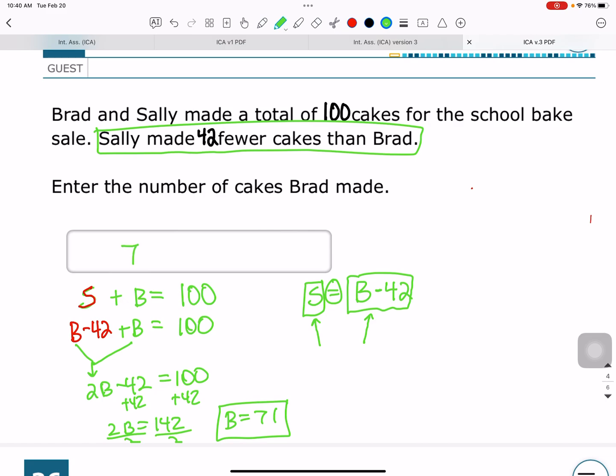So it's 71, and then if we wanted to subtract 42 from that, if I subtracted 40, that'd be 31, and Sally made 29. So it's 71 and 29, but we didn't have to actually say the 29. So Brad was 71, Sally was 29. Together, those are 100, and they're 42 apart.